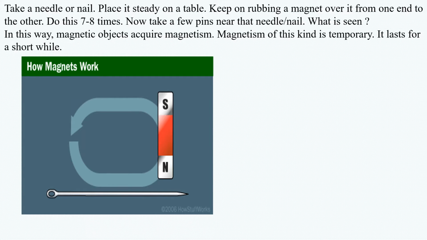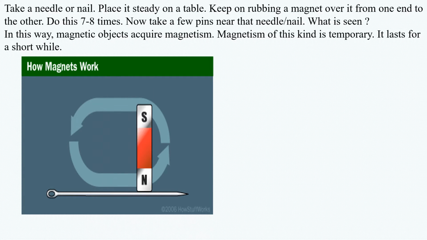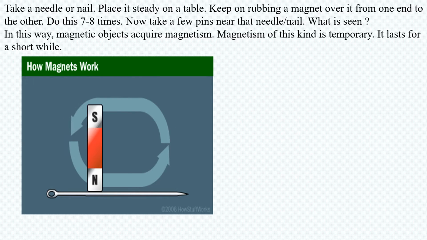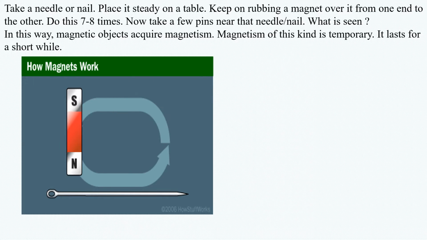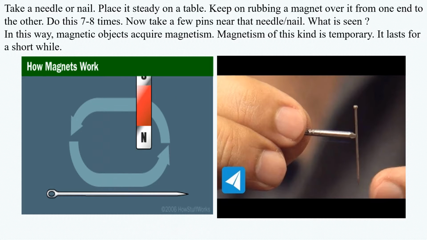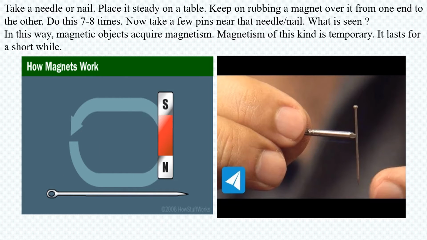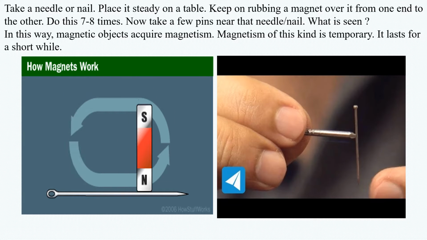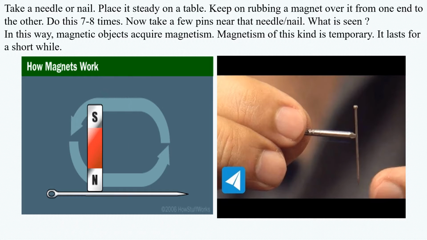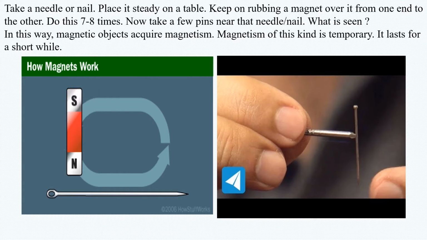Another thing that you can do is take a needle or a nail, place it steady on a table. Keep on rubbing a magnet over it from one end to the other. Do this 7 to 8 times. Now take a few pins near that needle or the nail. What is seen? In this way, you will see that the nail on which you are rubbing the magnet again and again gets magnetized. It acquires magnetism.